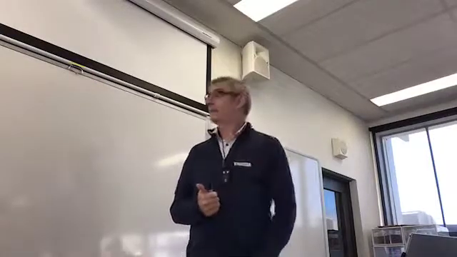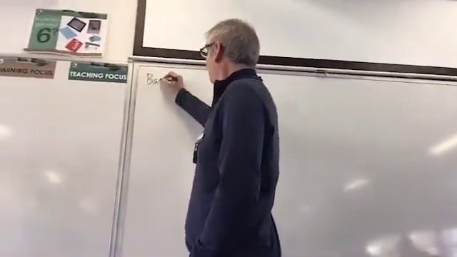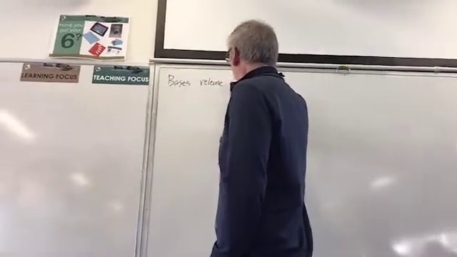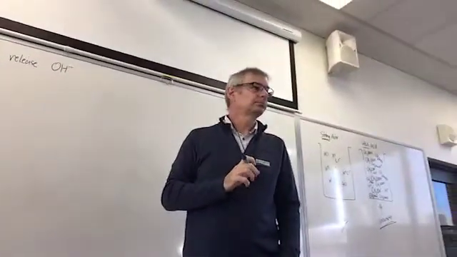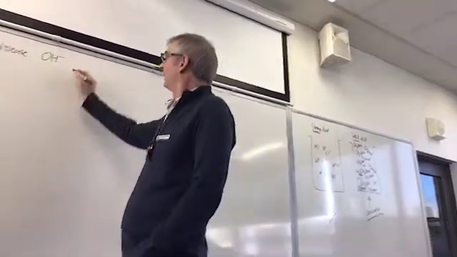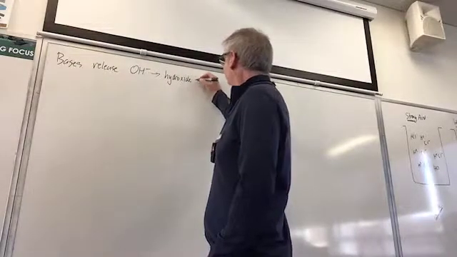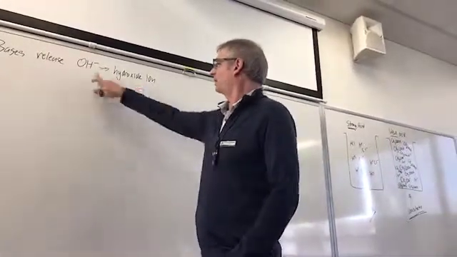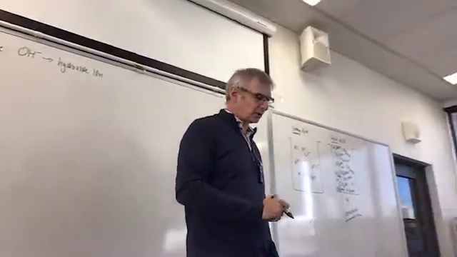So bases. Acids release hydrogen ions. Bases release OH minus ions. What are these called? What's an OH minus called? Oxygen, hydrogen, minus. Ion. We call it a hydroxide ion. Oh, that's right, because it's one oxygen. Hydro for the hydrogen and oxide for the ion. So this is a hydroxide ion. So our bases release hydroxide ions.